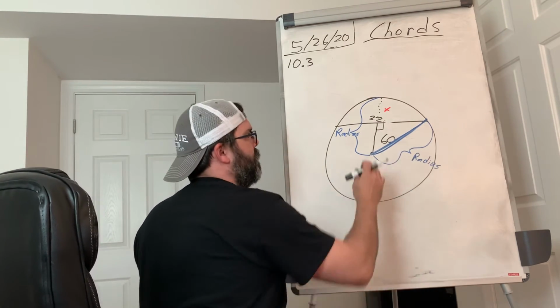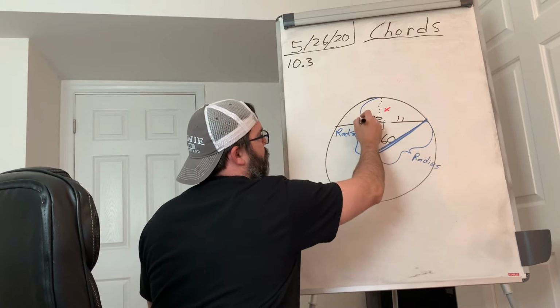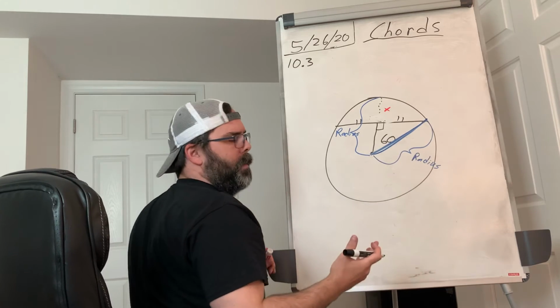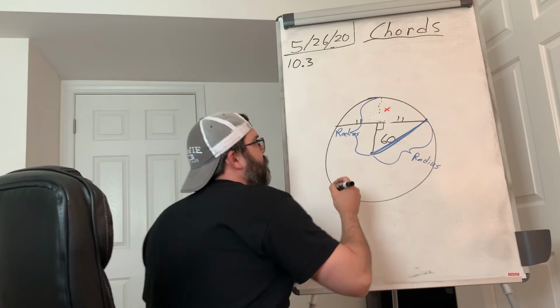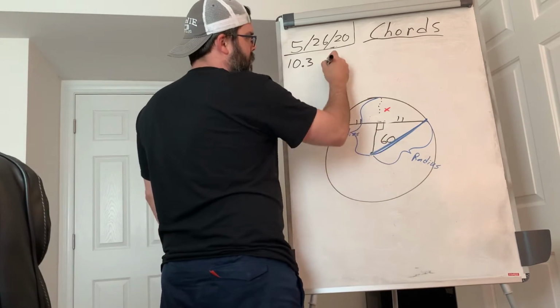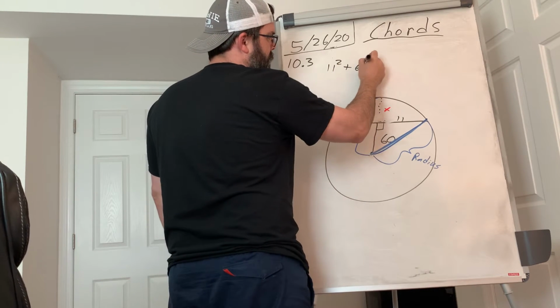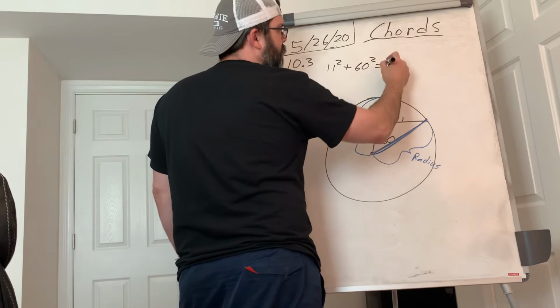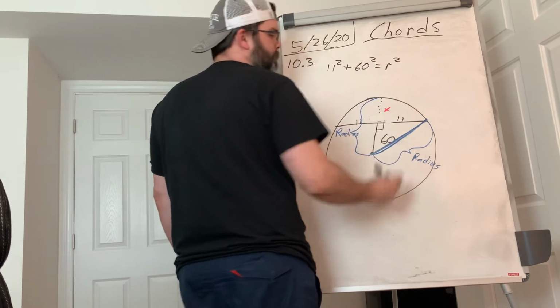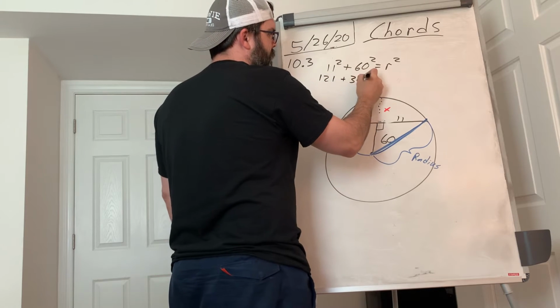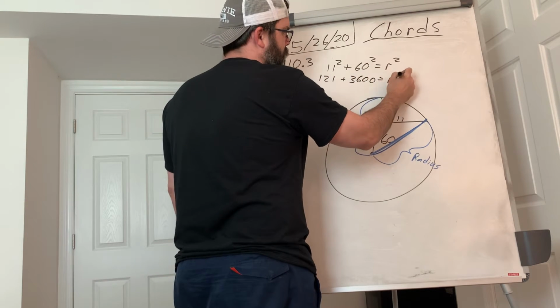So I was right the first time. This is actually 11 and 11. So we need to find the radius, and that's what we're trying to find, right? So this is a triangle. 11 squared plus 60 squared equals the radius squared. That's 121 plus 3600 equals r squared.